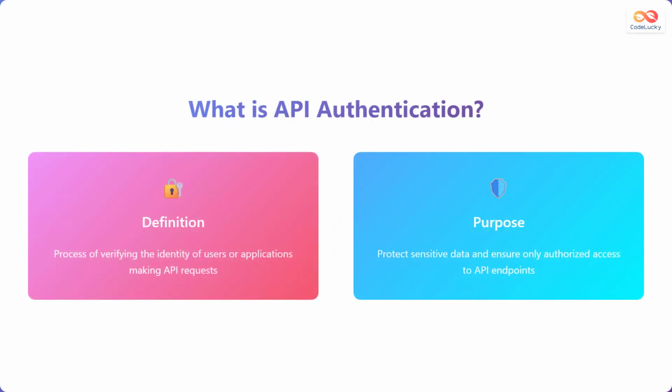So, what exactly is Application Programming Interface, or API Authentication? API authentication is the process of verifying the identity of users or applications that are making API requests. The purpose of API authentication is to protect sensitive data and to ensure that only authorized users or applications have access to specific API endpoints.